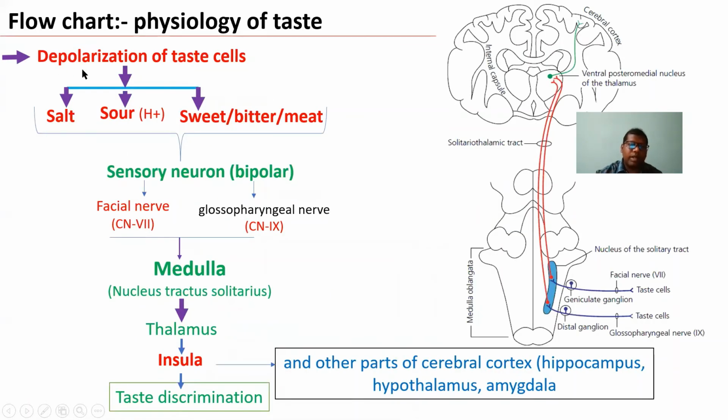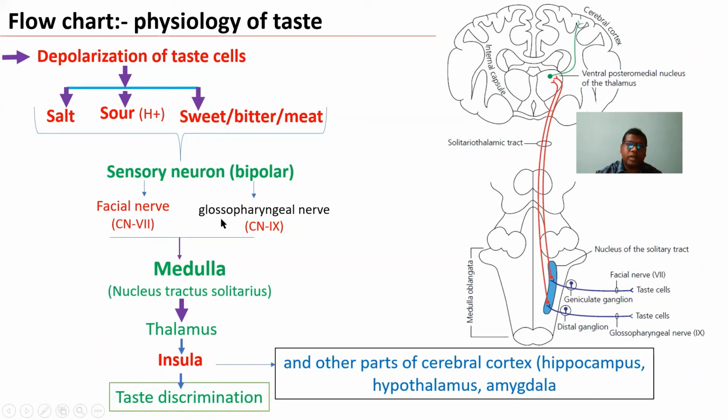Okay. So when the taste cell is depolarized, the taste cell may be sensitive for salt, sour, sweet, bitter, or meat. We have talked about their pathway, how the receptor cells are stimulated. When receptor cells are stimulated, they release the neurotransmitter, which binds with the dendrites of the sensory neuron, and the sensory neuron generates the action potential. These sensory neurons carry the information to the medulla, that is the nucleus tractus solitarius.